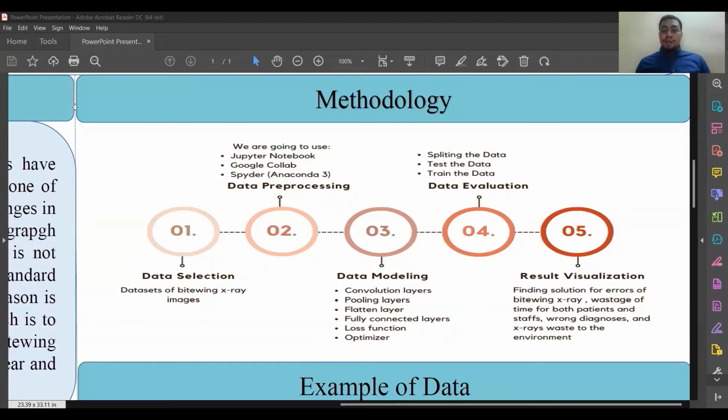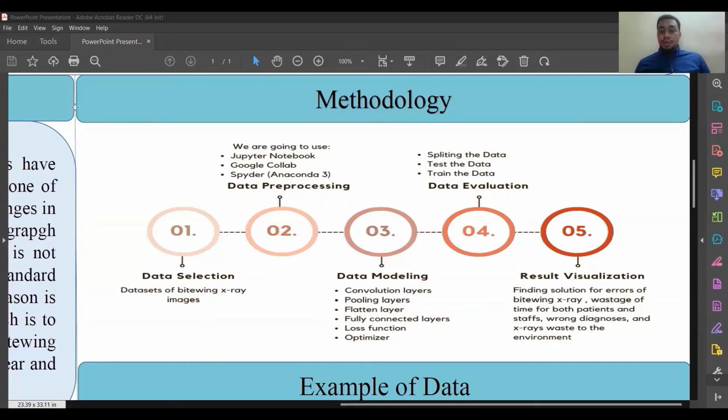from the model. After that, we go to step number 4, which is the data evaluation. We will split the data into two sets, the test data and the training data. Then we take the training data and do evaluation in order to get the accuracy.